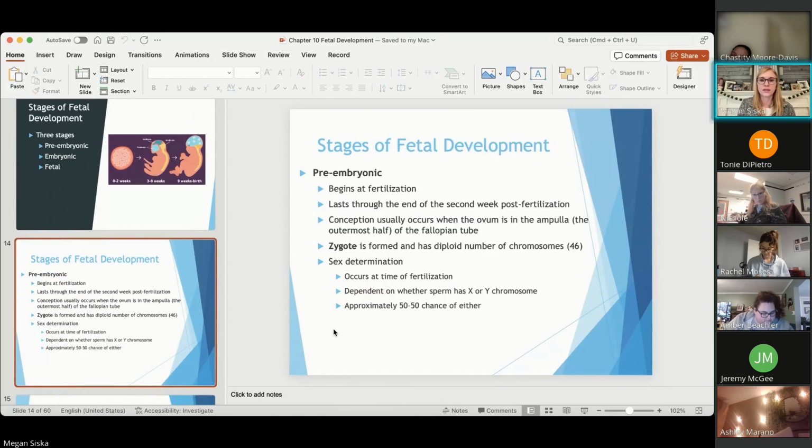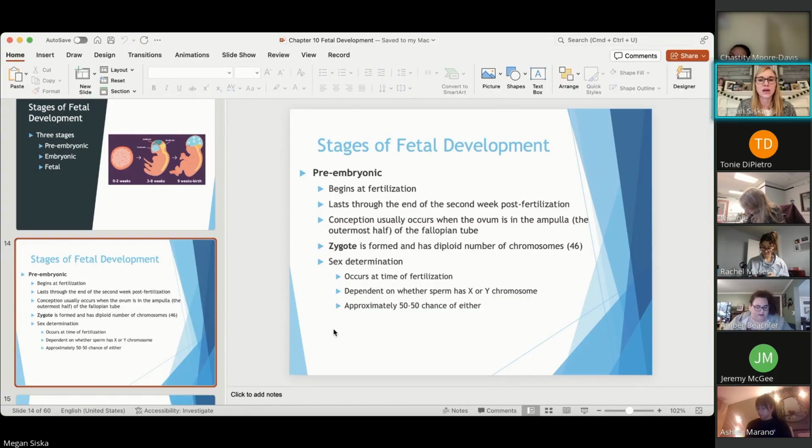Let's talk about the pre-embryonic stage. This begins immediately at fertilization. When that sperm and that egg meet, we are now in our pre-embryonic stage of fetal development. This stage lasts through the end of the 2nd week post-fertilization.